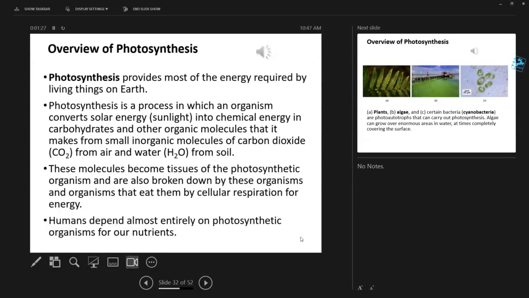So converting solar energy, light energy, sunlight, along with carbon dioxide from the air, water from the soil, or from the surroundings if it's an aquatic plant or algae or bacterium, to make organic compounds, sugars, fats, proteins.